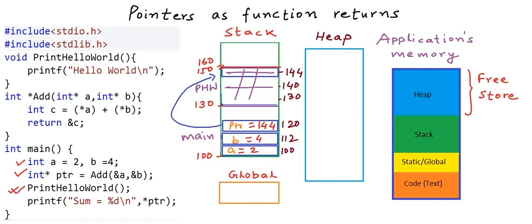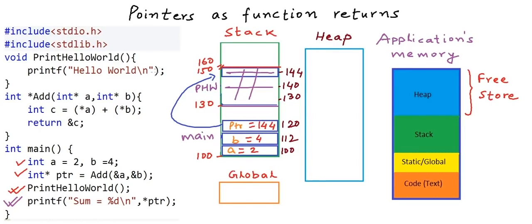So this block at 144 no more stores the value 6. So when we come here to this print statement to print the value at this particular address, we get some garbage value. Now the obvious question would be, why did we get the right value when we were not making a call to print hello world?